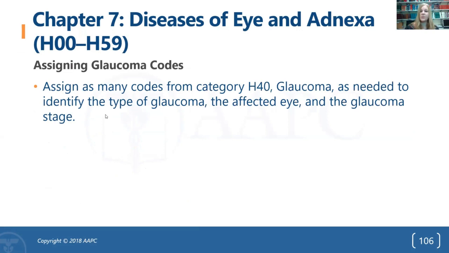The most common type is hereditary. Primary open-angle glaucoma is the most common form of glaucoma, affecting about 3 million Americans. It happens when the eye's drainage canals become clogged over time.